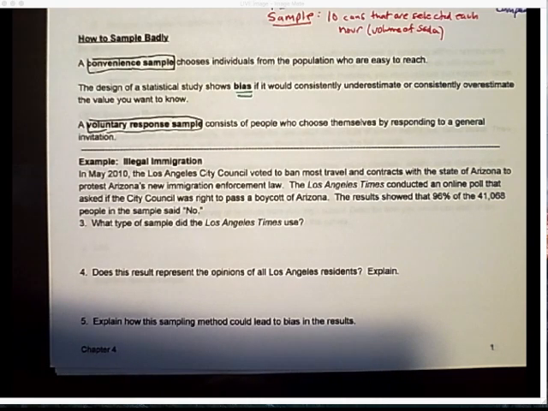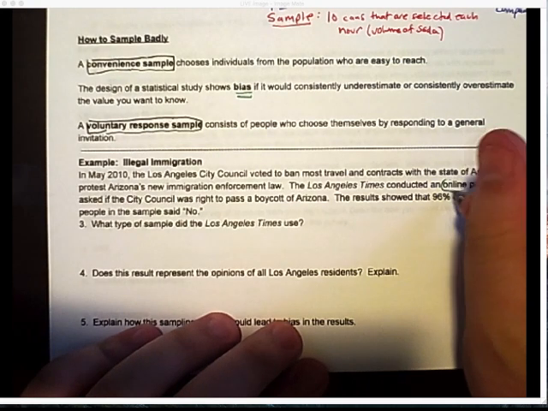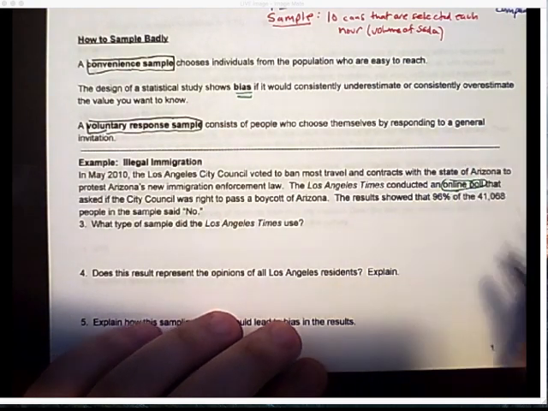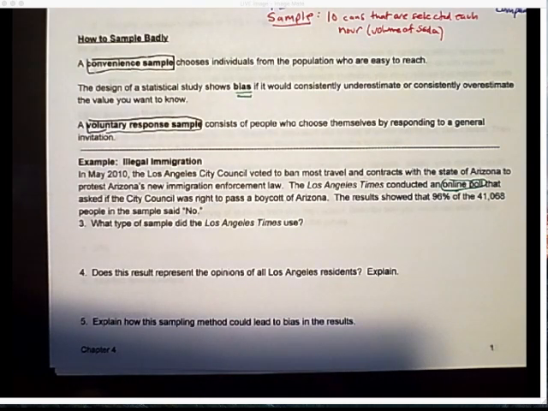In May 2010, the LA City Council voted to ban most travel and contracts with the state of Arizona to protest Arizona's new immigration enforcement law. The LA Times conducted an online poll that asked if the city council was right to pass a boycott of Arizona. The results showed that 96% of the 41,068 people in the sample said no.